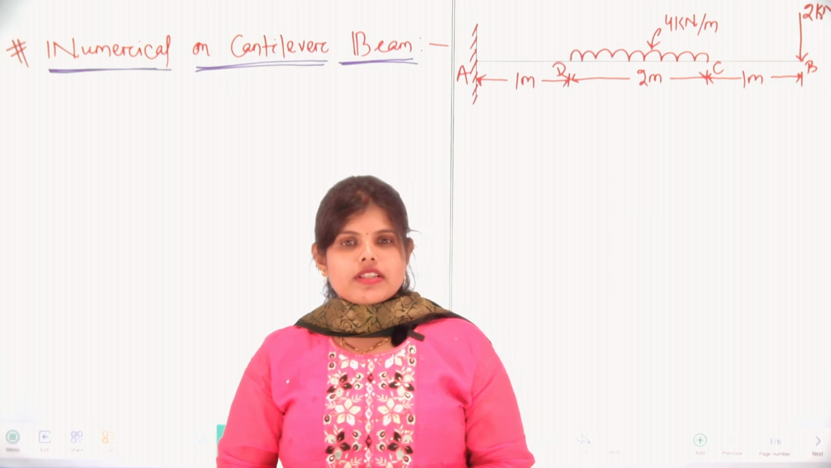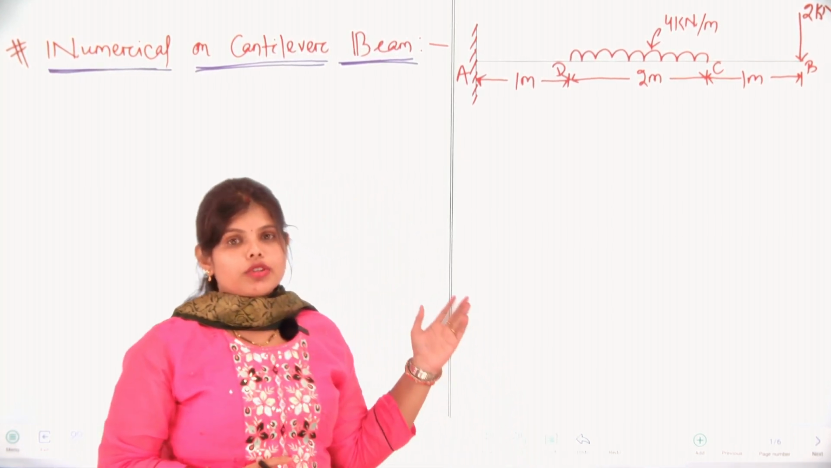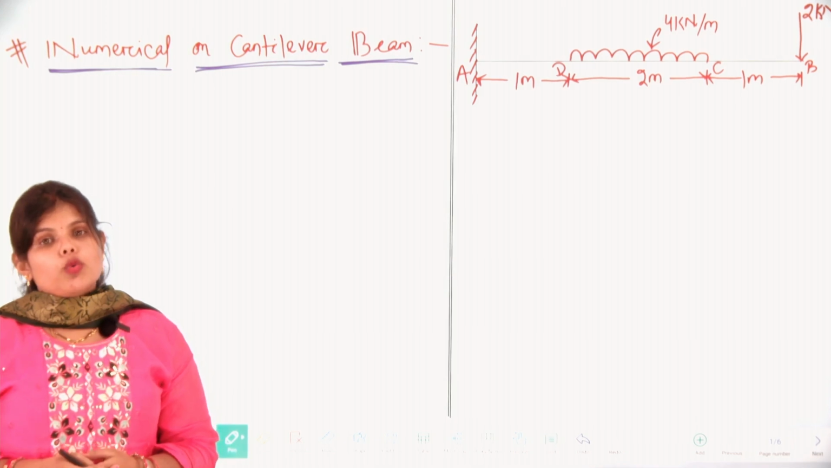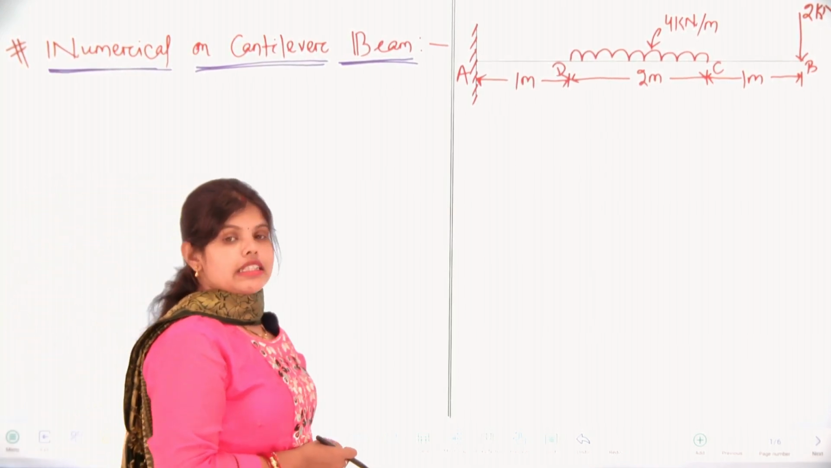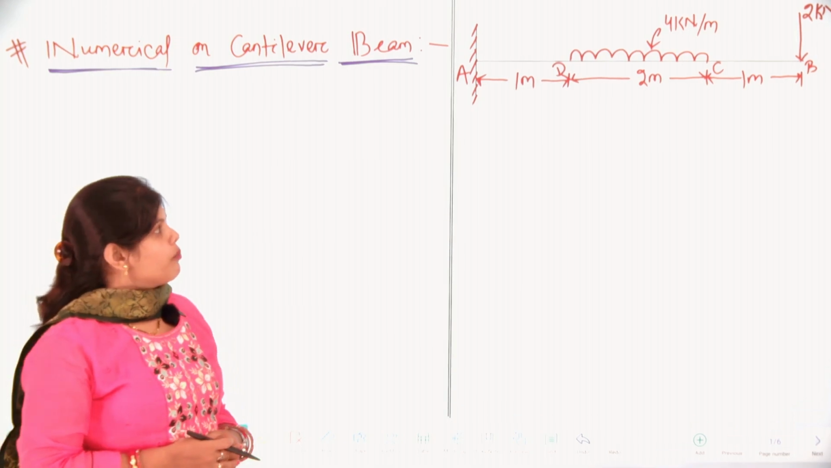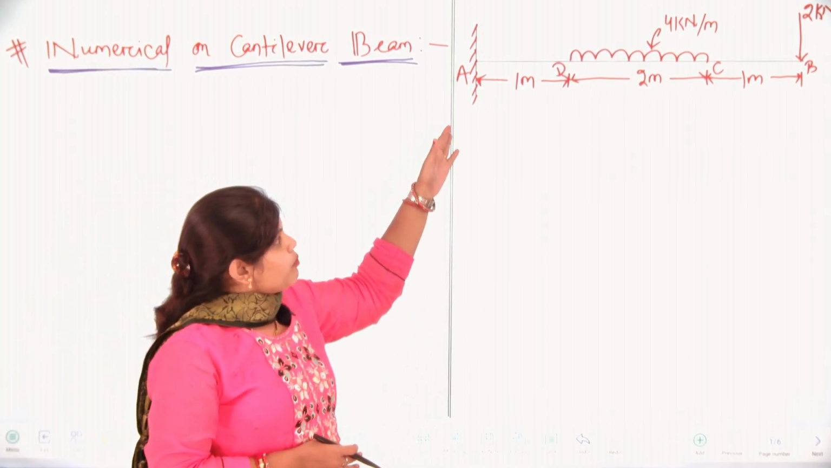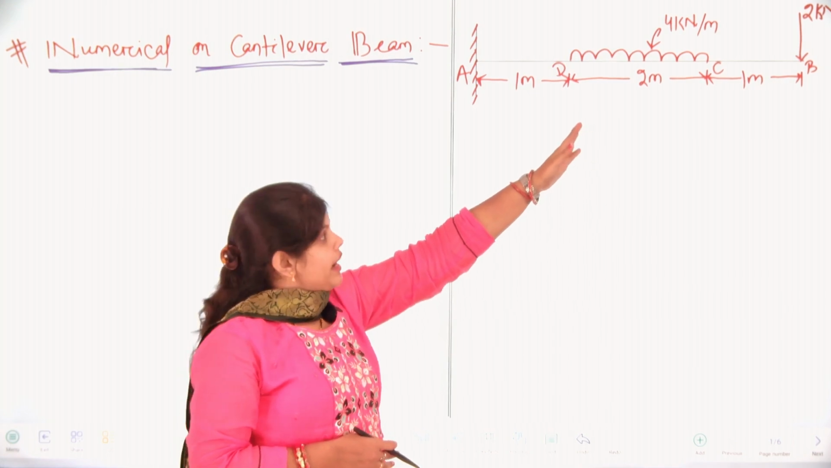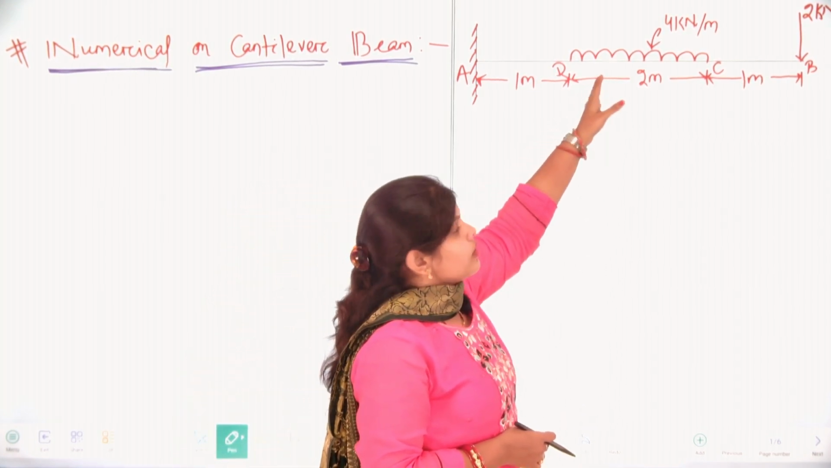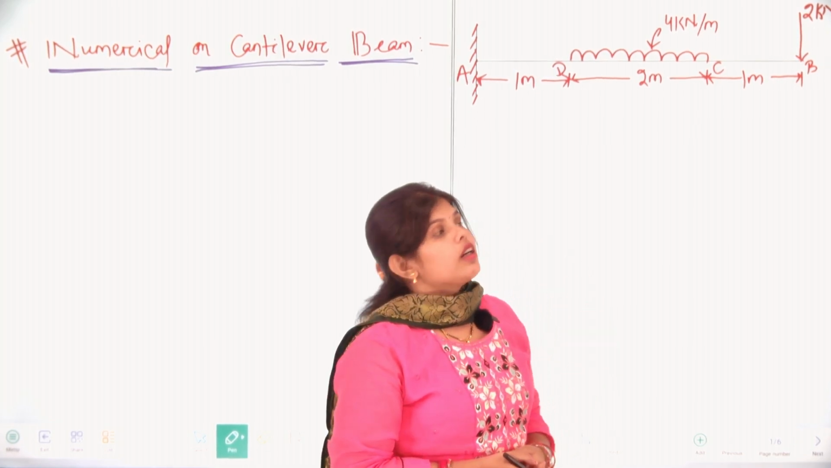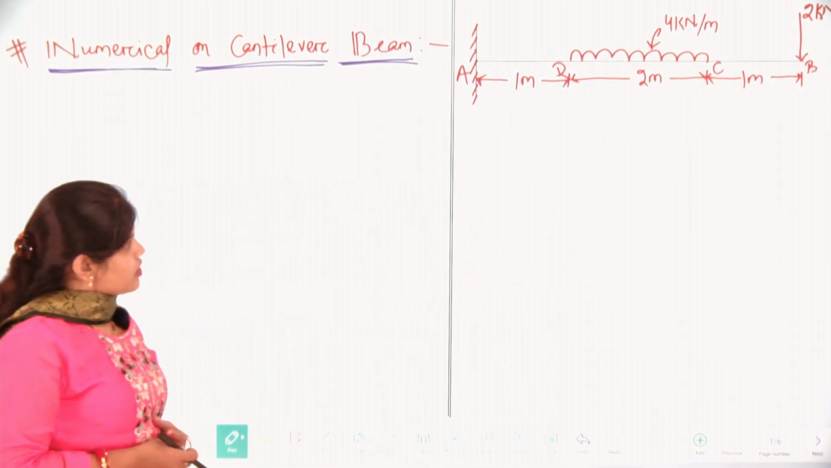In our previous classes, we started solving cantilever beams with a point load, and in this class we will solve a cantilever beam with one point load at the end support, and here a UDL is there. So, let us solve it.